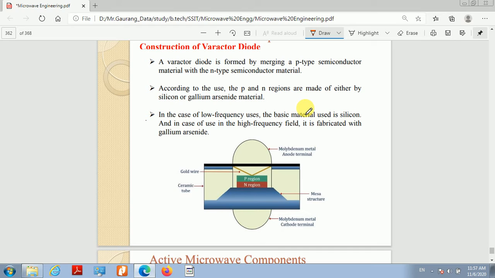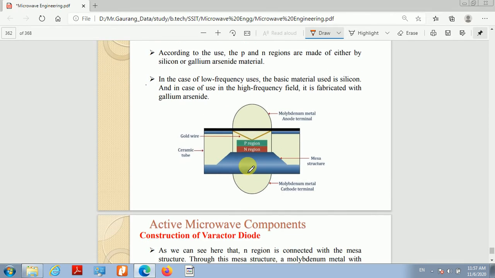Means if you would like to use this Varactor diode for microwave applications or high frequency applications, the material should be gallium arsenide, and for low frequency applications, or if you would like to use it in electronics as a low frequency application, then the basic material would be silicon. So this is the typical structure or construction of the Varactor diode.